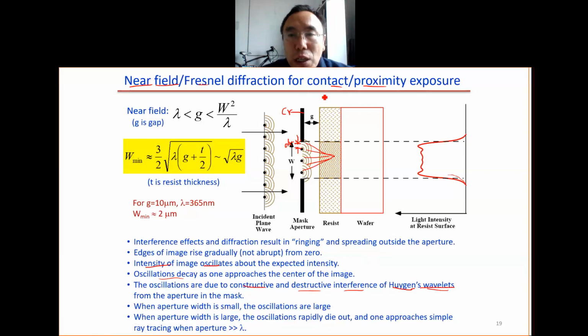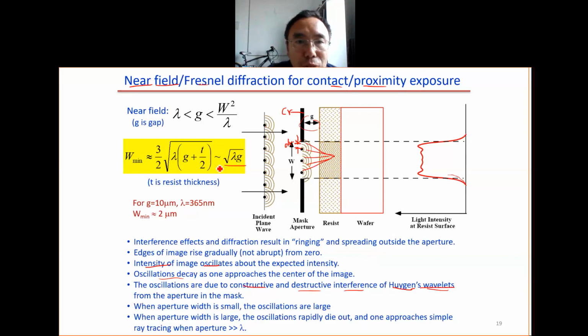Because of this slope here, this limits the resolution. It is given by W roughly equal to the square root of lambda G. This makes sense, I think. A smaller lambda gives you smaller resolvable feature size, higher resolution. A smaller gap also gives you higher resolution. That means a smaller minimum feature size that can be resolved.